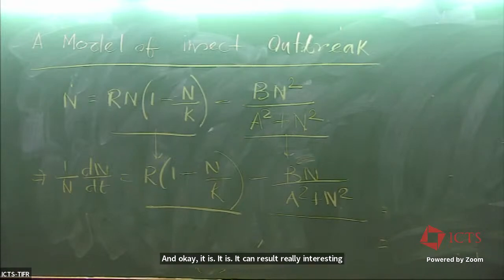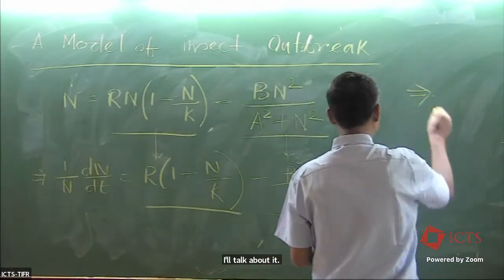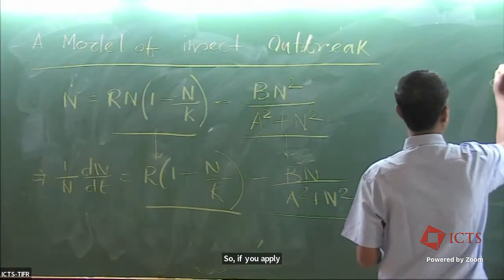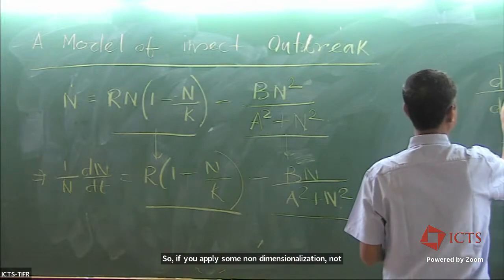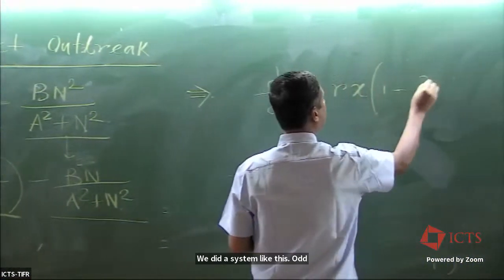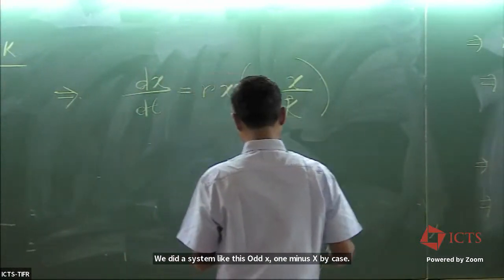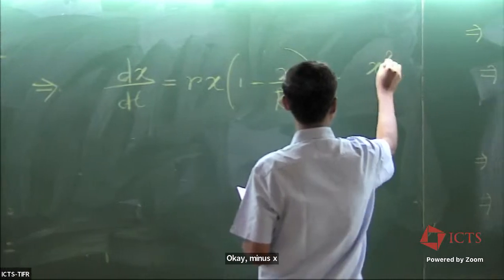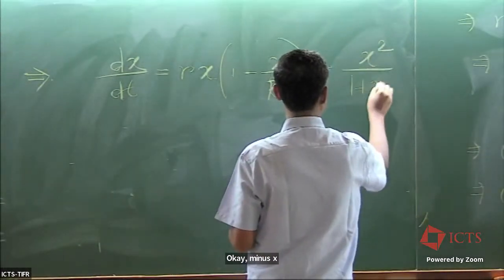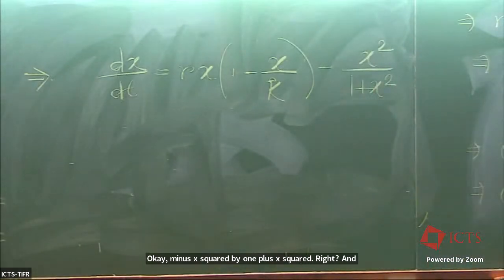I'll talk about it. If you apply some non-dimensionalization, I will not do the detailed calculation, you will get a system like this: dx/dt equals r x (1 minus x/k) minus x squared/(1 plus x squared). Can you do an equilibrium point analysis?